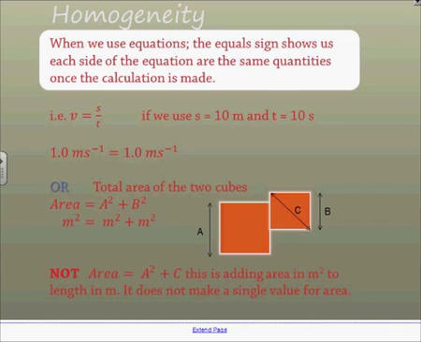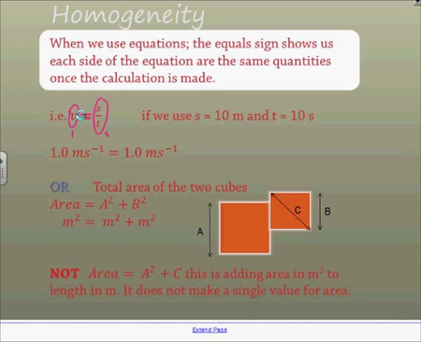The reason for that is if you look at this equation here, the equal sign tells you that both sides of the equation mean the same thing. So this side is velocity, that means this side is also velocity. Both sides have to be the same thing.